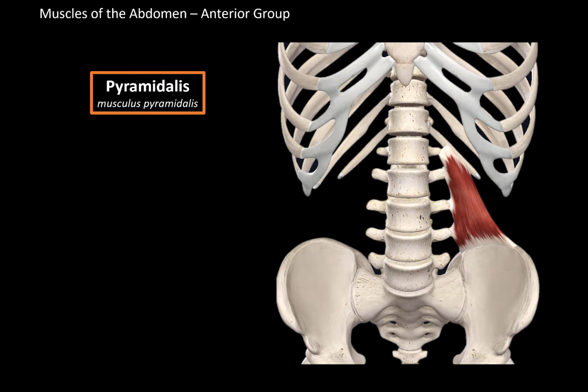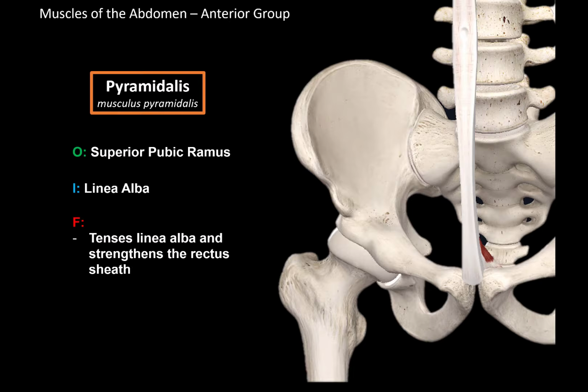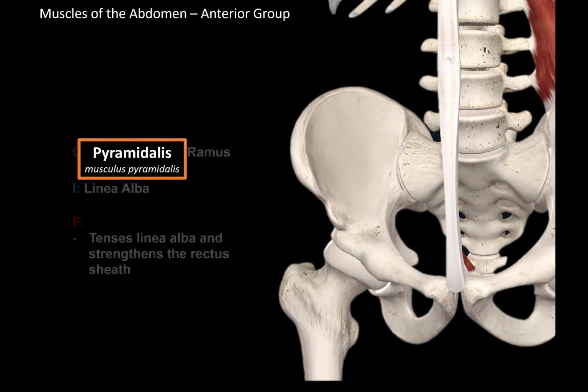Now, the anterior group consists of two muscles. The first one is a tiny muscle located down here. It originates from the superior pubic ramus and inserts at the linea alba, which are fibers in the midline. Its function is really just to tense the linea alba and strengthen the rectus sheath, which are tendons of the lateral group of muscles. So it helps to tense the tendons of the lateral abdominal muscles.